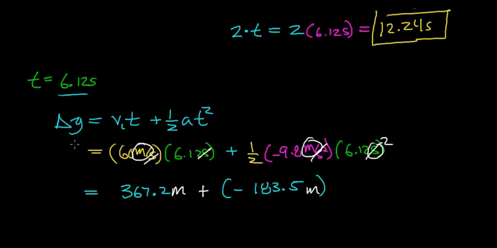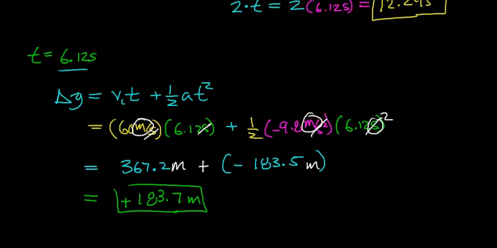to give us our unit of length, our unit of distance. So now to figure out the height, all we have to do is add these two numbers, 367.2 plus a negative 183.5, which will work out to be a positive 183.57 meters. And this is going to be the maximum height that this projectile reaches.